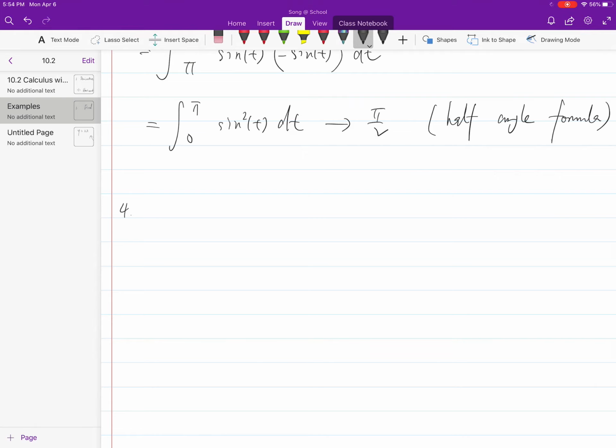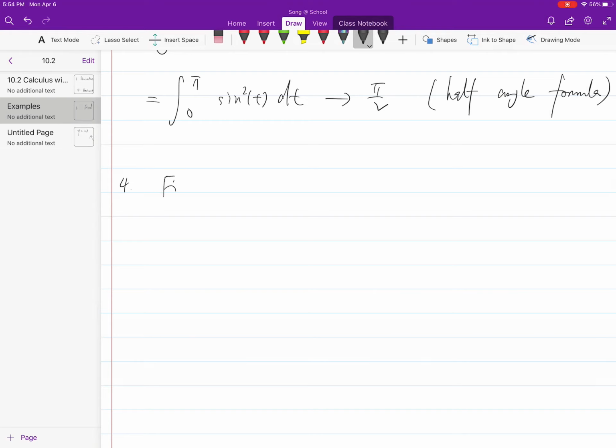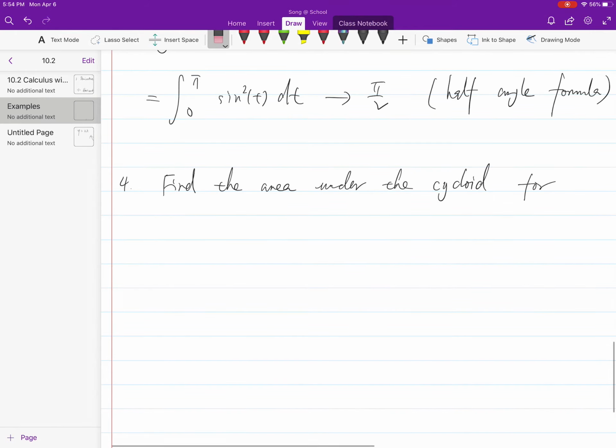Of course, this is something we know before. It's rather easy. Now, let's do this. Let's find the area under the cycloid. This is something you could not do before. Remember, you could not even define the cycloid in a nice way before. Okay, for one complete cycle. I need to give you the formula.